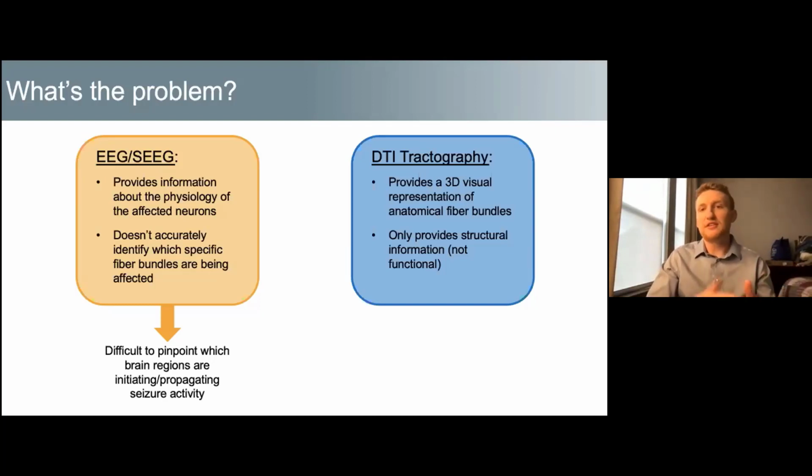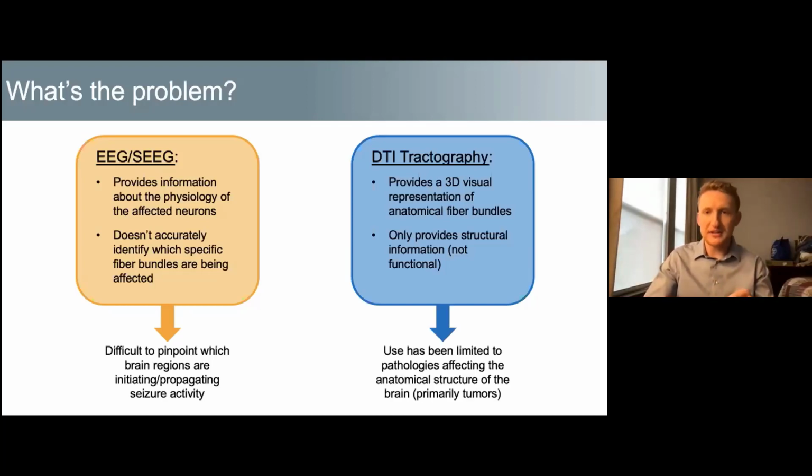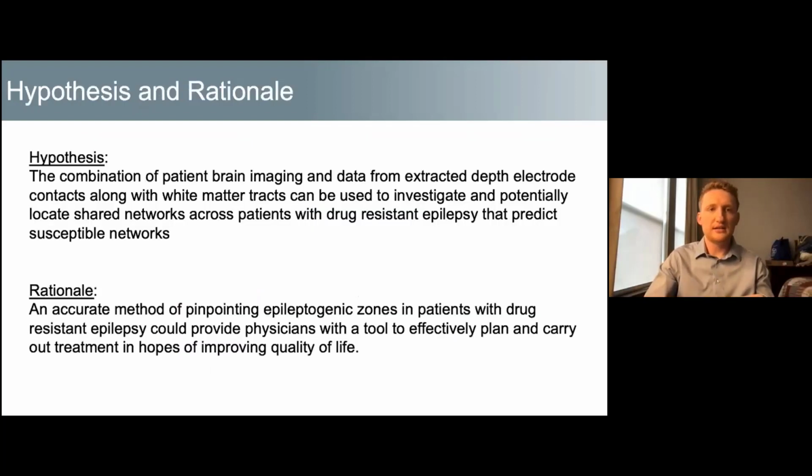DTI tractography, on the other hand, gives us a 3D visual representation of the fiber bundles, so it only provides a structural but not functional aspect of it. Correspondingly, it's been limited in its use clinically to pathologies that affect the anatomical structures of the brain, such as planning surgeries for tumors. So what if we could combine the data from SEEG with DTI tractography? And that was the question that our study sought to answer.